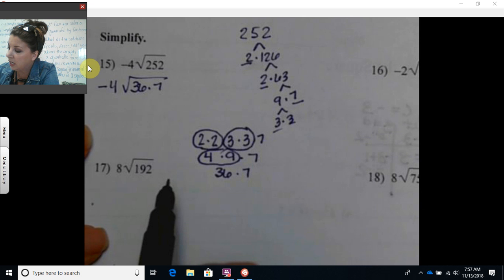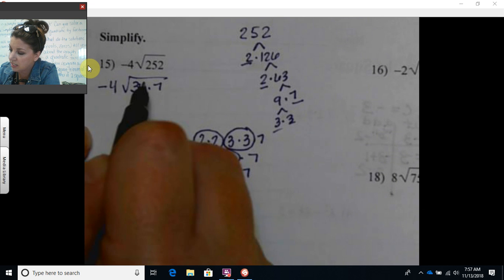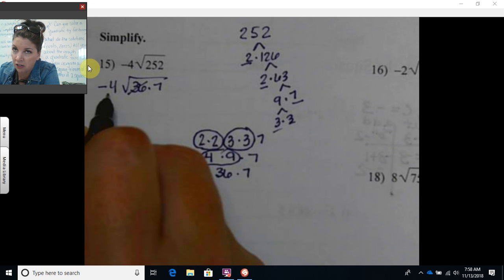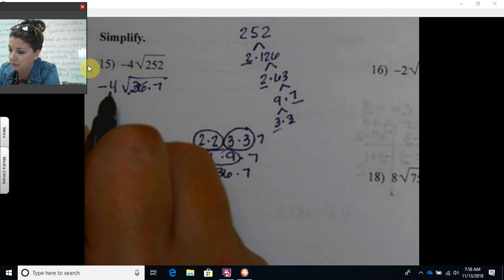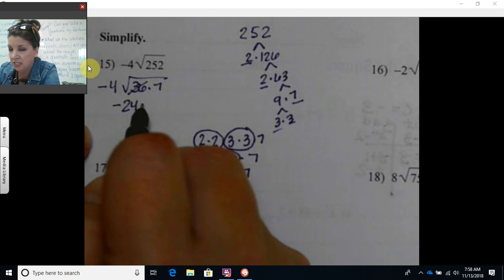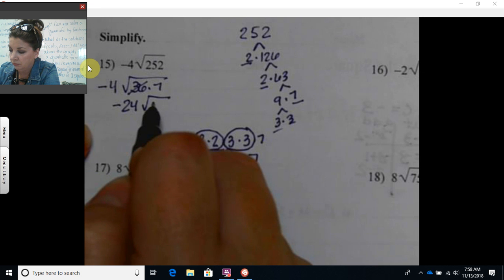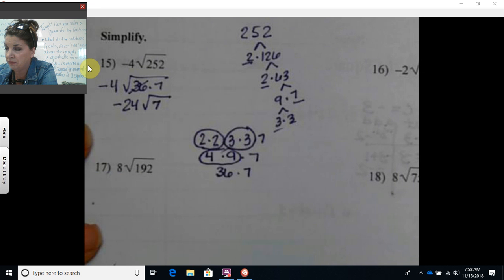All right, what's the square root of 36? 6 times the negative 4 that's already on the outside of the radical is what? Negative 24. Can I take the square root of 7? No, it's not a perfect square. It's a prime factor. Its only perfect square factor is 1, and that does not help us. So 7 must stay under the radical.